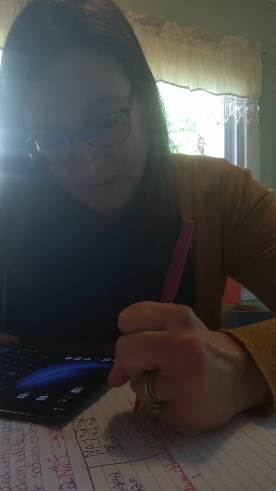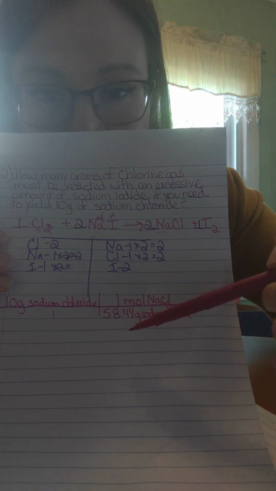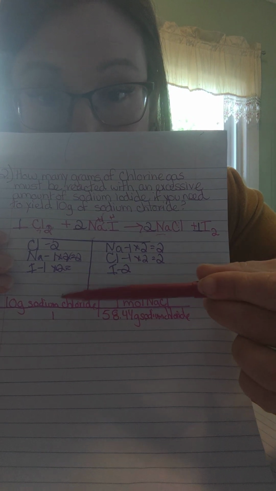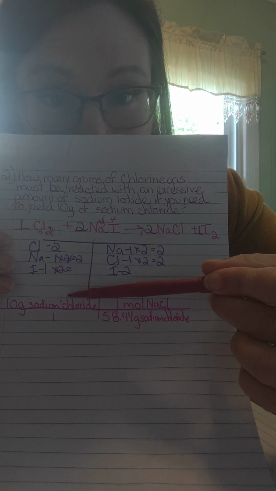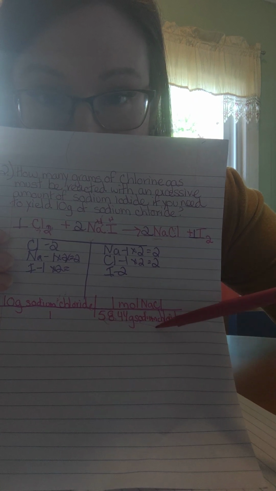And we know that that molecular mass is equal to 1 mole of sodium chloride. So we put 1 mole of NaCl on top. So we started with what we knew. We figured out the molecular mass for that compound. We know that 1 mole is equal to this many grams.